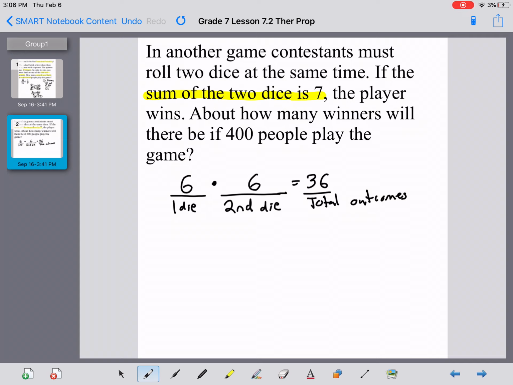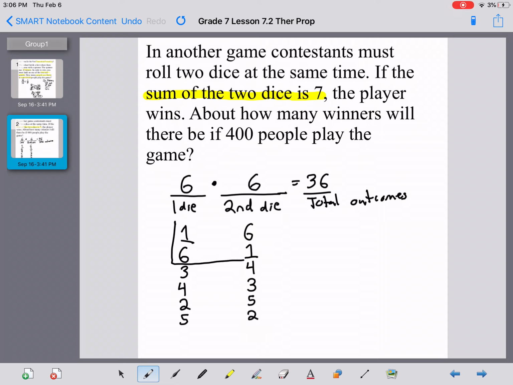For a sum of a 7, I could get a 1 on the first die and a 6 on the second die. I could also have it the other way and get a 6 on the first die and a 1 on the second die. I could get a 3 and a 4, or a 4 and a 3. I could also get a 2 and a 5, or a 5 and a 2.